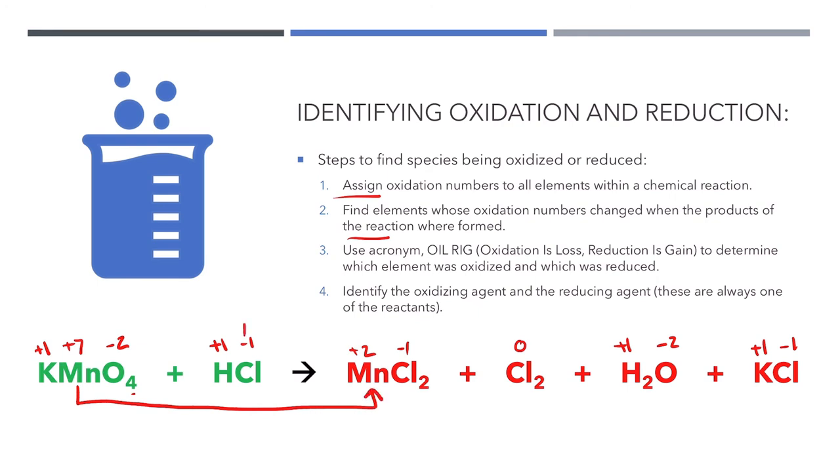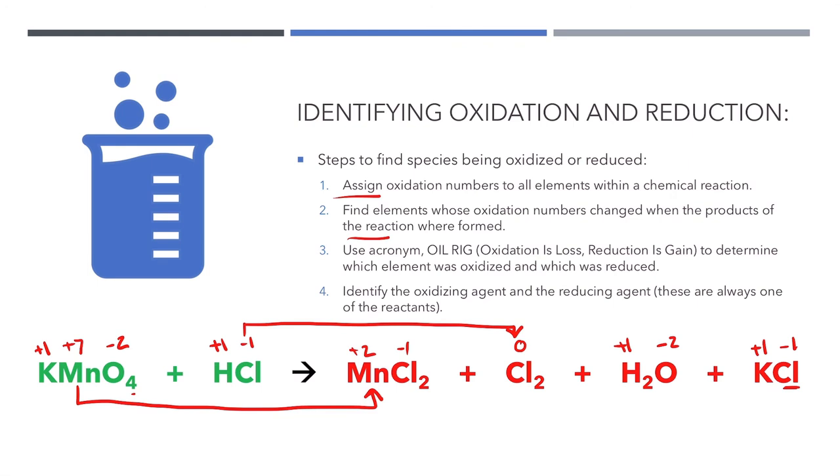And the second one is chlorine. So chlorine went from a -1 to a 0. And we do still have this -1 chlorine down here, but that's not part of this redox interaction, so that one is a spectator.